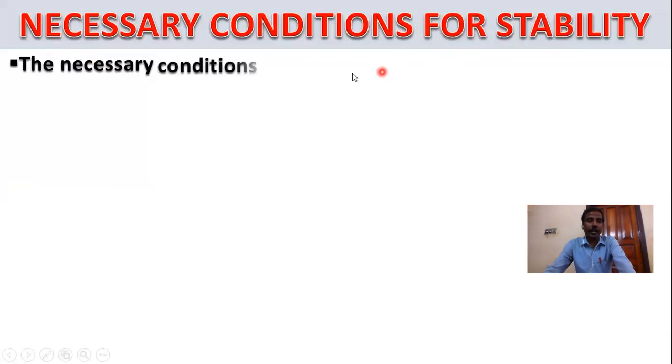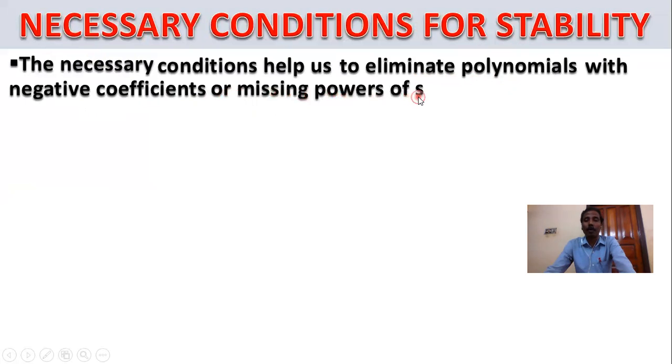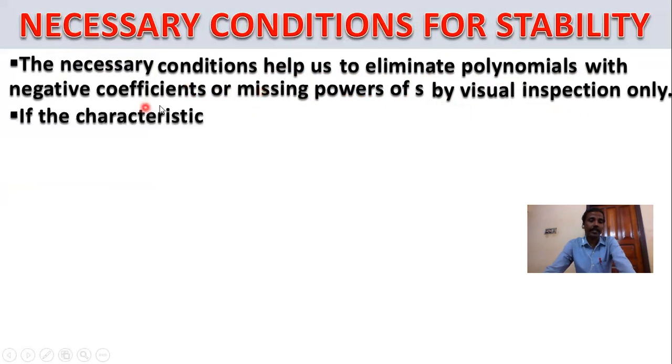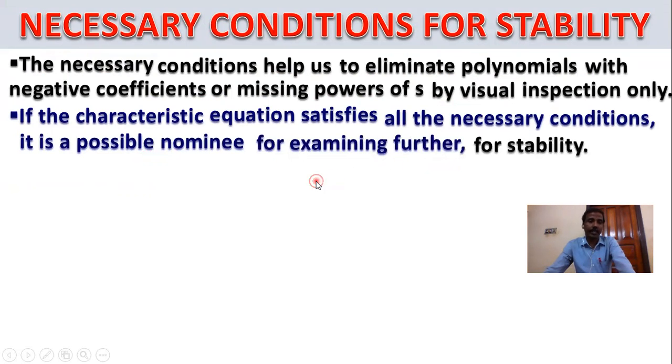The necessary conditions help us to eliminate polynomials with negative coefficients or missing power of s by visual inspection only. This is a very important sentence. And next point, if the characteristic equation satisfies all the necessary conditions, it is a possible nominee for examining further for stability.